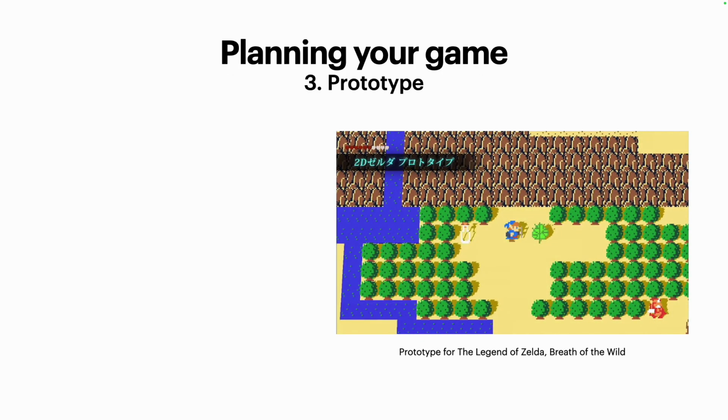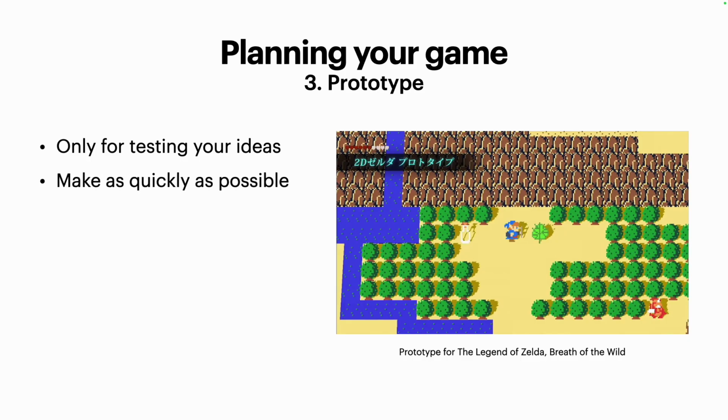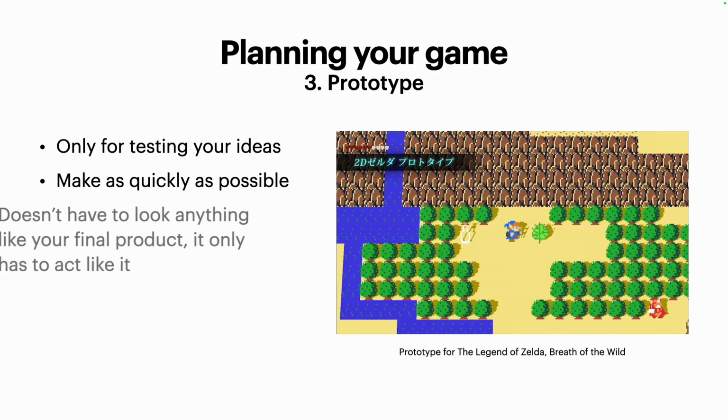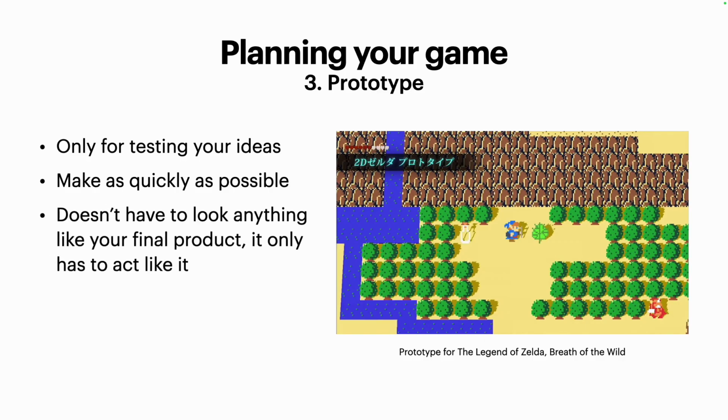Prototyping. So this is the prototype for The Legend of Zelda: Breath of the Wild. And it doesn't look like the game at all. These are only for testing your ideas. They're not supposed to be representative of your final game at all. They're only made to test the core of your game. They're supposed to be made as quickly as possible. Don't care about good code or anything. It could be terrible and it could be buggy, as long as your ideas are tested. It doesn't have to look anything like your final product. It only has to act like it.